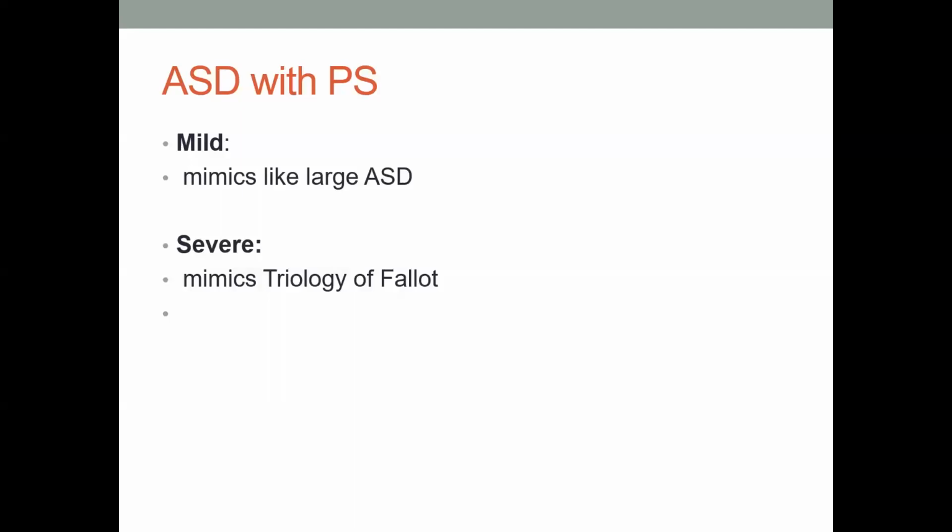So here the question which is clearly asked in exam is, how do you distinguish PS ASD from PS PFO? Can somebody unmute and answer this question? When you say ASD with PS, it could be mild, in which case it will be ASD with a thrill. PS could be severe, in which case the whole physiology changes. Anybody wants to answer this?